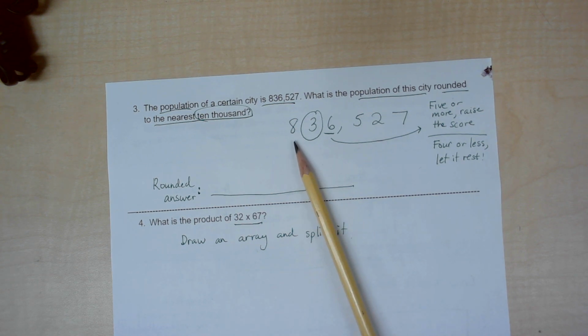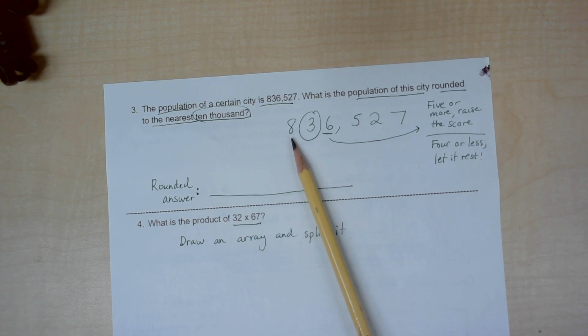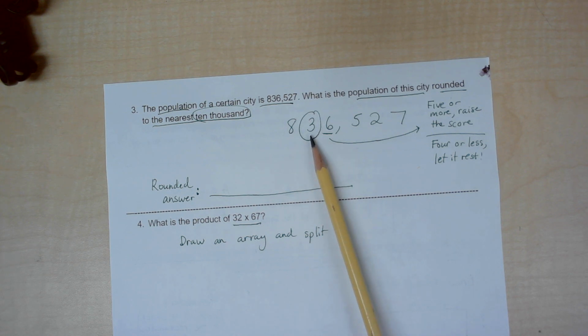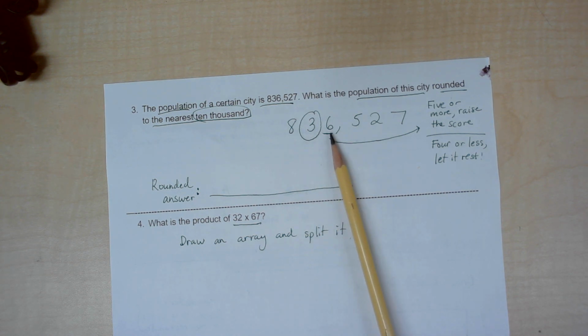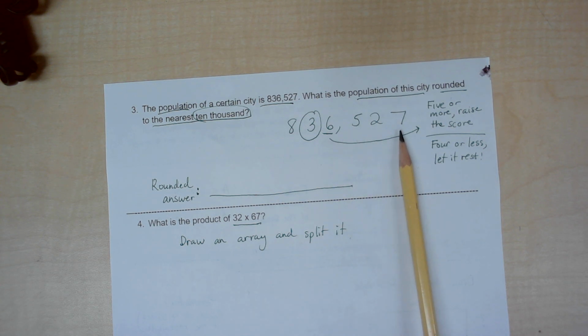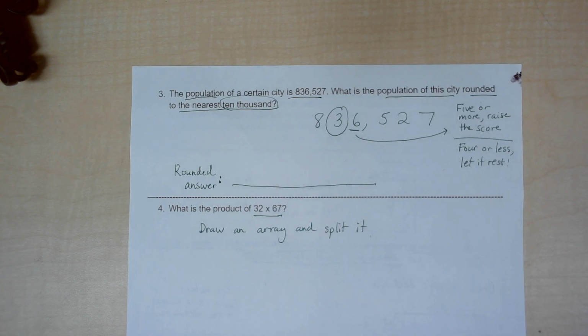So now you decide what to do with this number, and you write your rounded answer. Remember, this number, the 8, is not going to change. The 3 is either going to stay the same or round up to 4. And then all of these digits after are going to be zeros. So then you can figure out what that number is going to be.